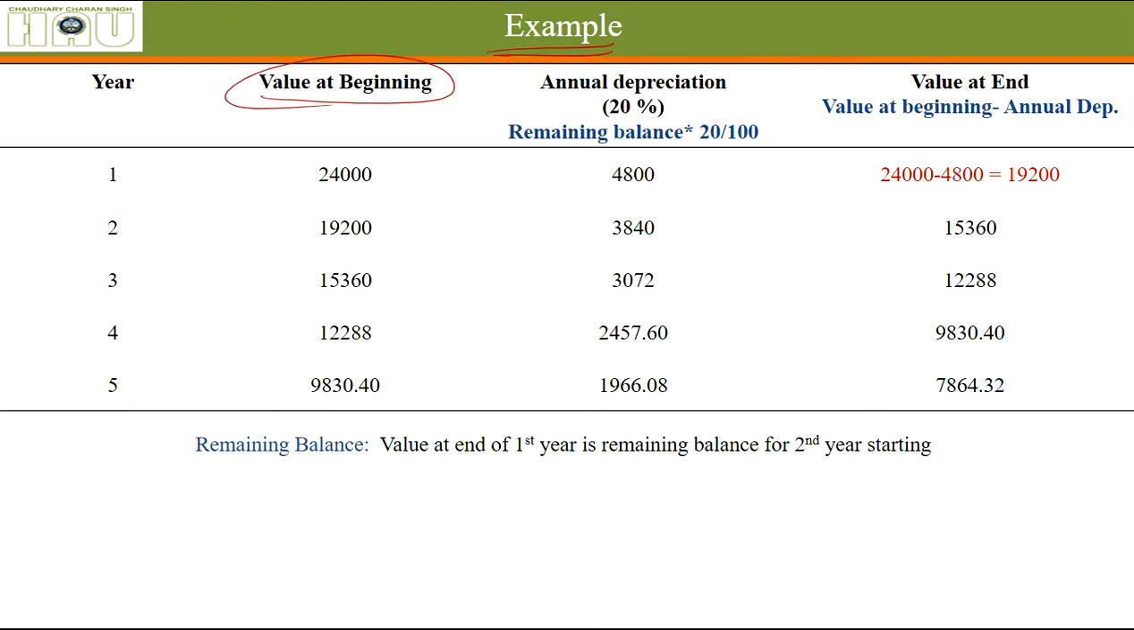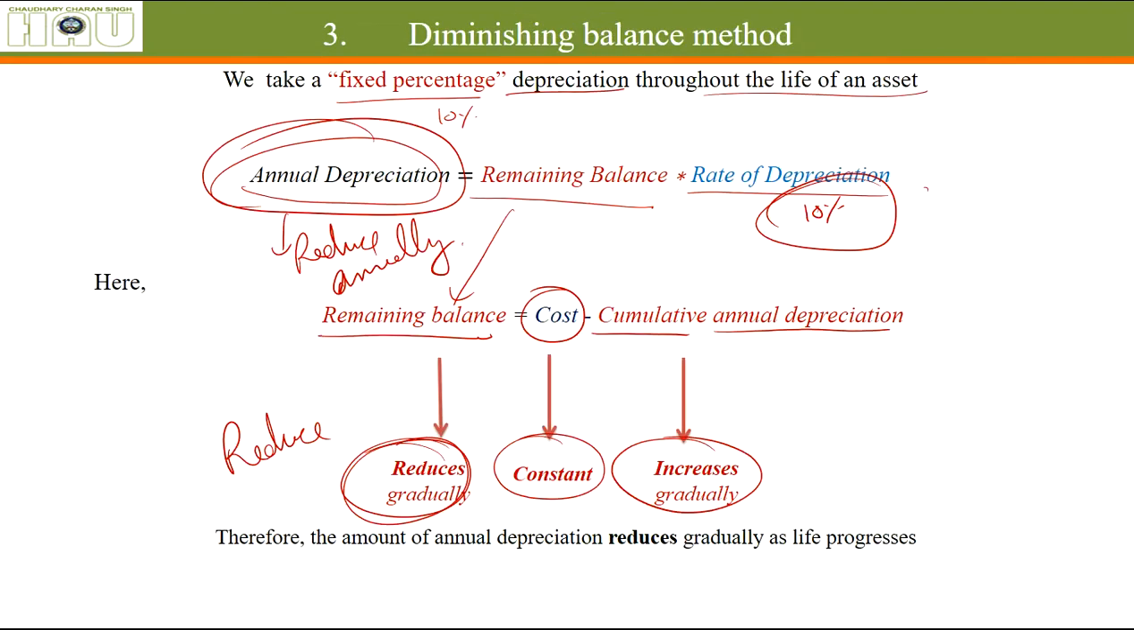Value at the beginning of the life of the asset. Let's say we purchased an asset for 24,000 rupees. As I said, annual depreciation is 20% throughout the life. 20% it will take. Then the life should be 5 years. Value at the end of the first year. What will be the value at the end of the first year? The value will be the value in the starting minus the depreciation that year. Depreciation that year will be remaining balance. Remaining balance is calculated by cost, that is 24,000, minus cumulative annual depreciation.